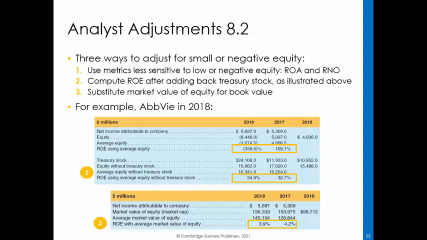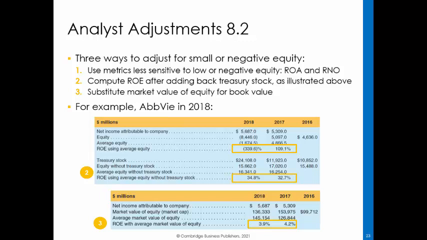We discussed two ways to deal with the effects of Treasury stock in Module 3, and we will add another one in this module. One way is to use metrics that are less sensitive to negative equity, such as ROA and RNOA. Another is to compute ROE after adding back Treasury stock, which is illustrated on this slide by AbbVie for 2018. After adding Treasury stock to equity, the return on equity ratios for 2017 and 2018 were 32.7% and 34.8%, as compared to 109.1% and a negative 339.6% before making the adjustment.